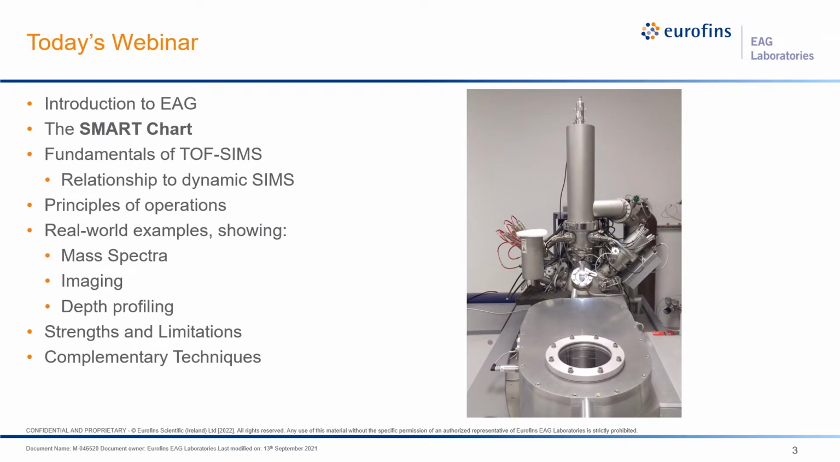So to run down the topics for today, we'll give a quick introduction to EAG. We'll talk about our Smart Chart and then look at the fundamentals of TOF-SIMS and its relationship to dynamic SIMS, one of our other main techniques here. We'll look at the principles of operations, and we'll look at some real-world examples showing the types of data you can get from TOF-SIMS, which include mass spectra, ion images, and depth profiling. And through that, we will hopefully illustrate to you its utility as a problem-solving tool in technology-related industries. We'll talk a bit about its strengths and limitations, and also I'd like to touch on some of the complementary techniques to TOF-SIMS as well.